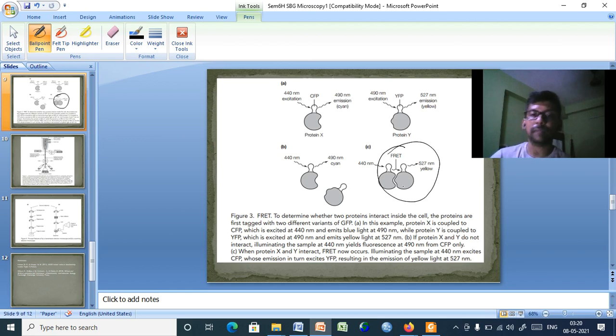So what is happening? Initially we are exciting protein X at its excitation wavelength 440, and as it approaches protein Y, emission occurs at a much higher wavelength, that is 527 nanometer. This is the most important expression of this experiment, that is FRET.